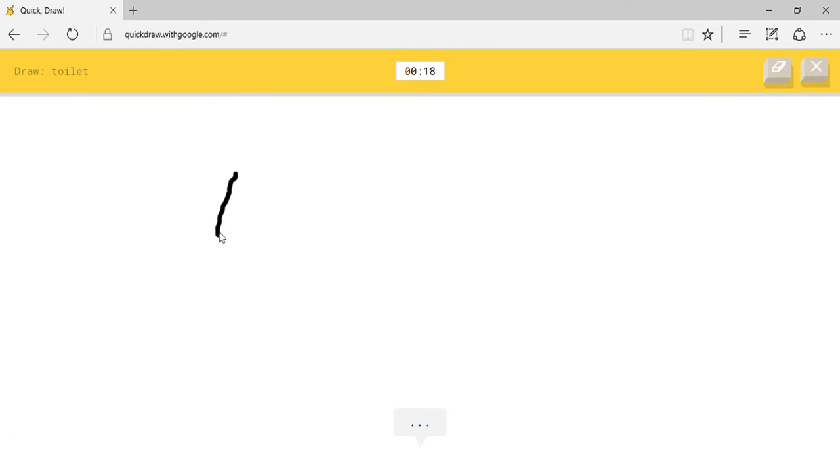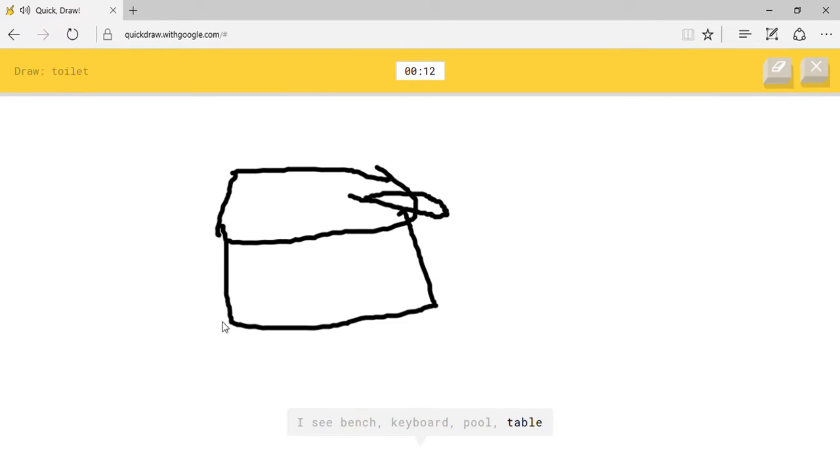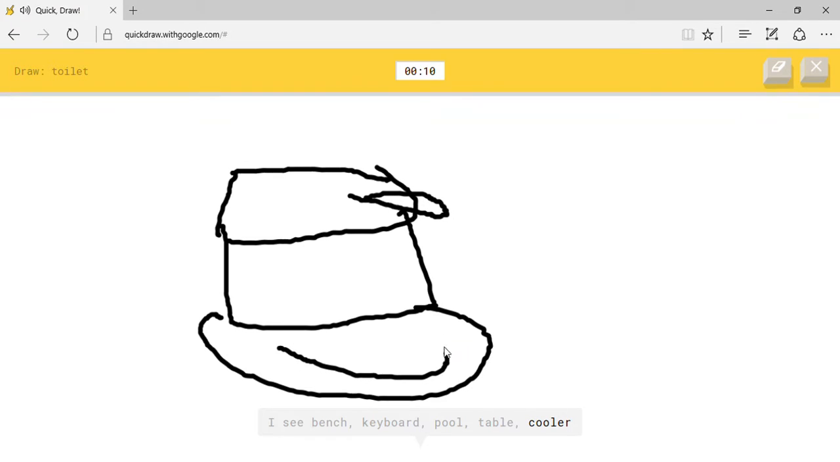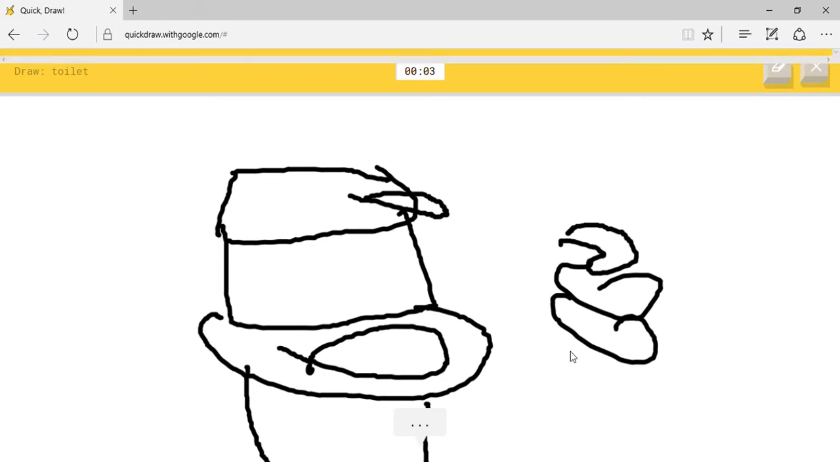Okay, now let's draw a toilet. I see bench, or the keyboard, or pool, or table, or cooler. I see computer, or dresser. Oh, I know. It's toilet. Oh, finally.